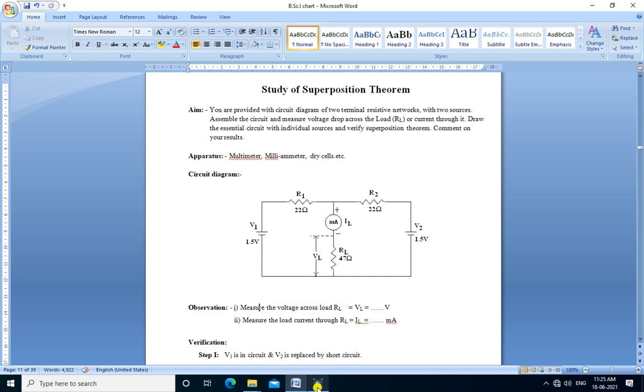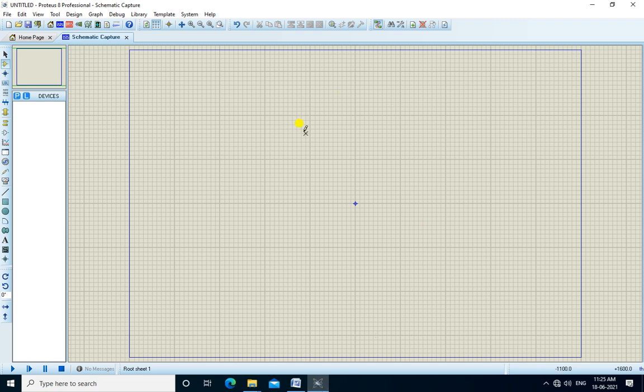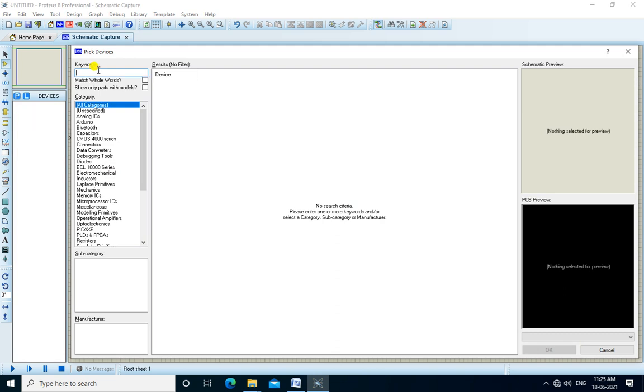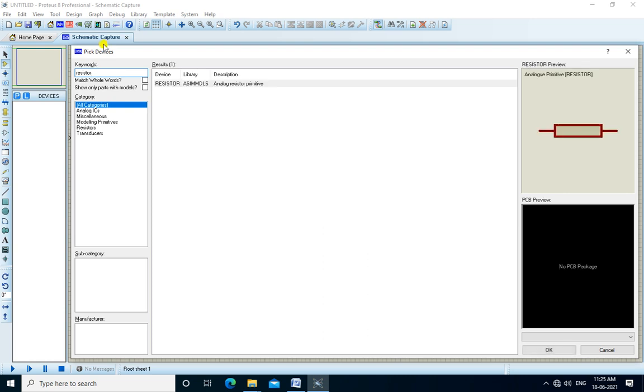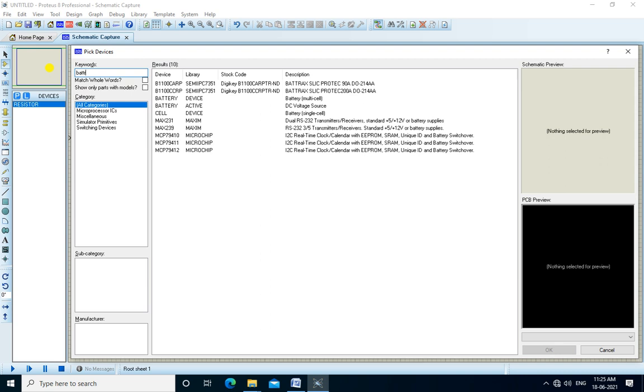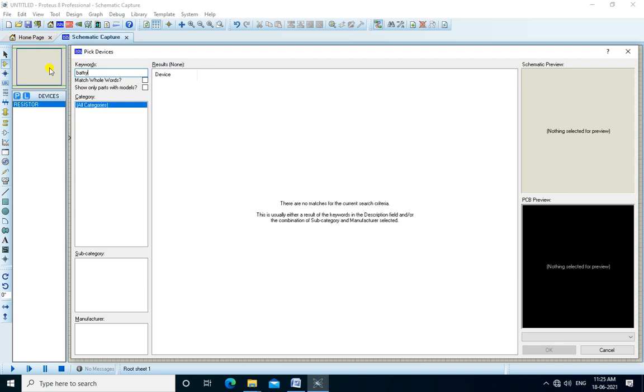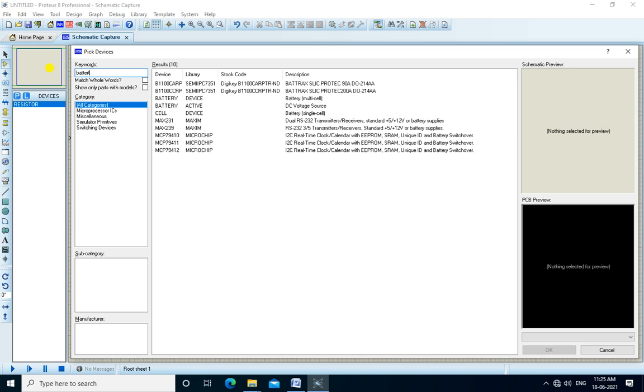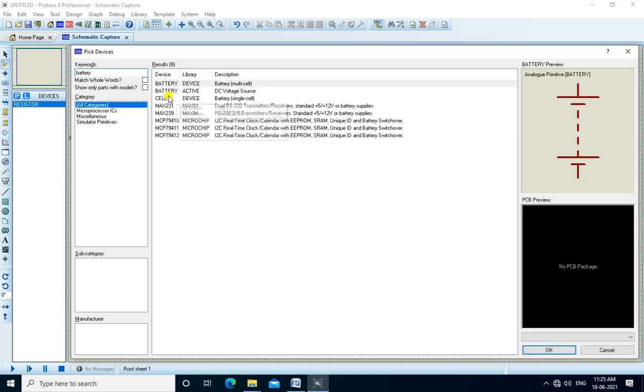So we connect the circuit and perform the experiment. We used here Proteus for the simulation. We pick the devices by clicking on P. We need resistor. So we get the resistance in our part list. We need battery. Cell.